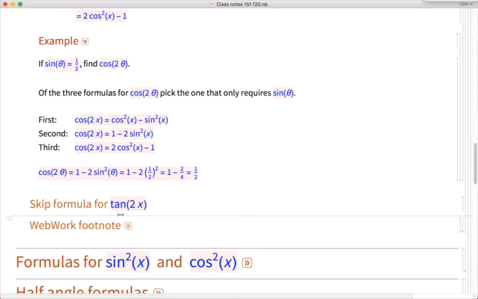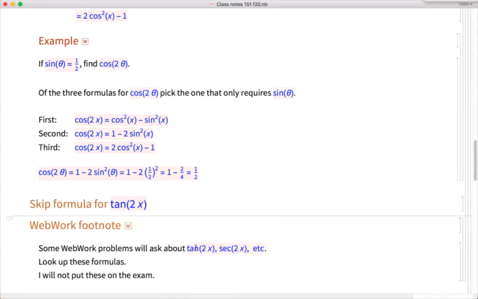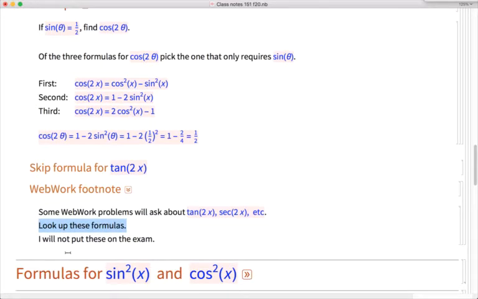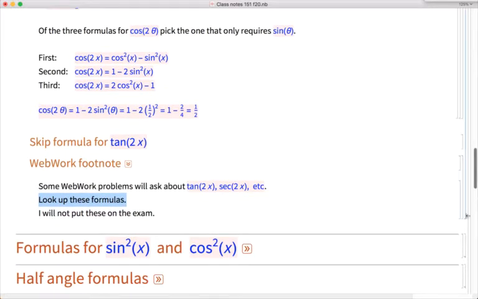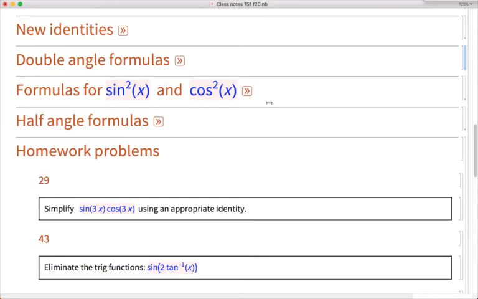So the text also gives formulas for tangent of twice an angle, and I think maybe secant of twice an angle. On the exam and quizzes, I'm going to focus on sine and cosine. If it comes up in a web work that you need a formula for tan of 2x or secant 2x, simply look them up. They won't be on the exam. Okay, so that's one of the categories, double angle formulas.